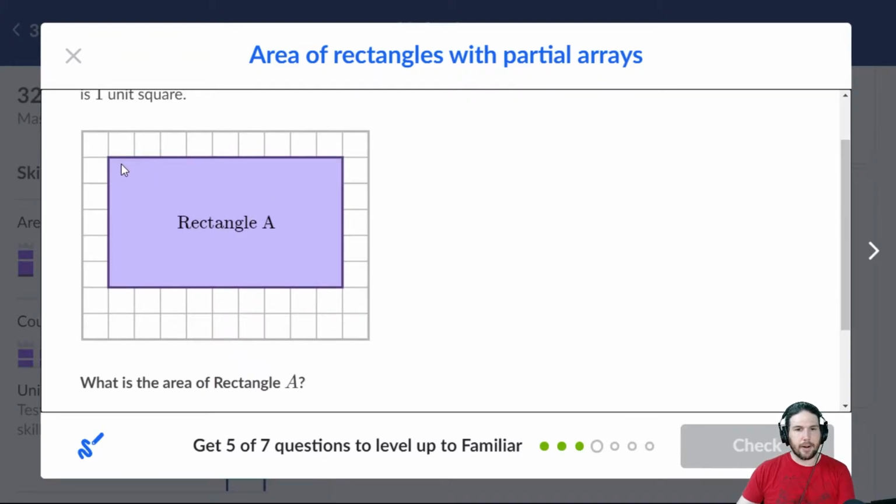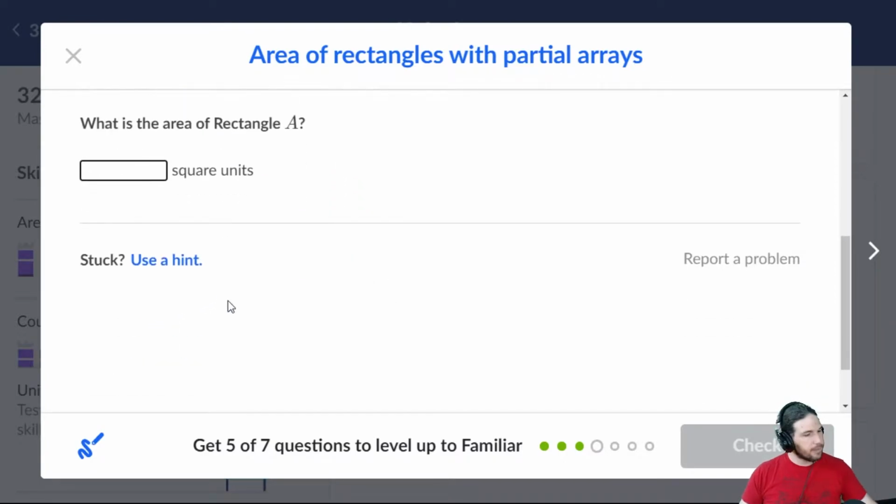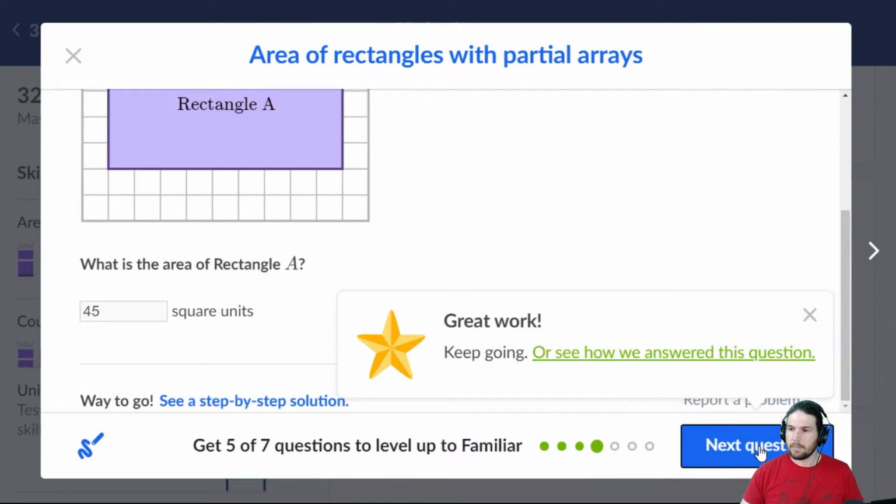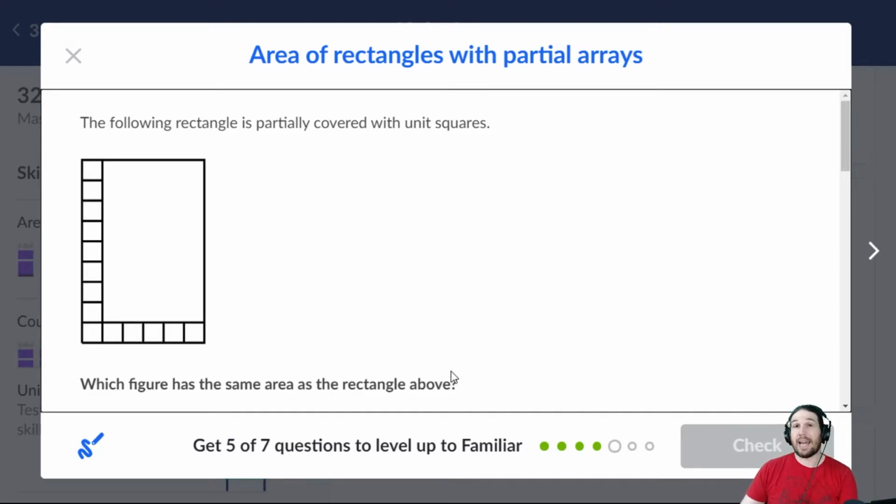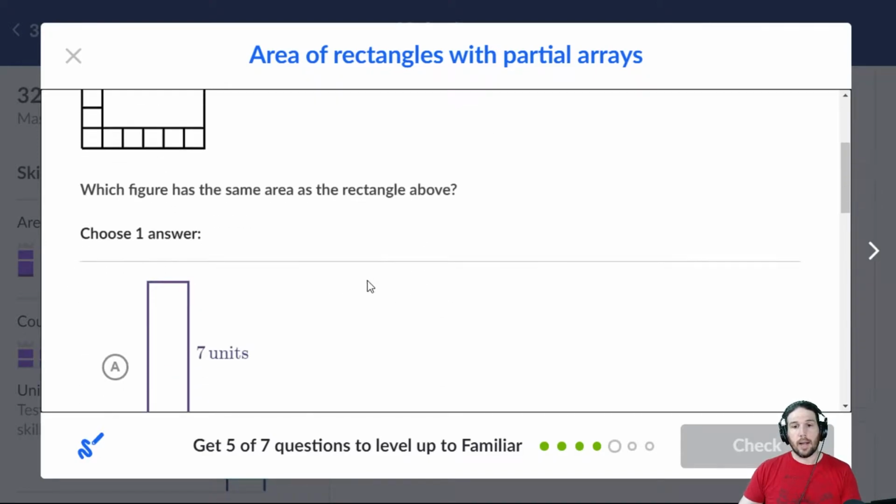This rectangle has an area of 1, 2, 3, 4, 5, 6, 7, 8, 9 rows, and each row has 9 columns, and each column has 1, 2, 3, 4, 5 squares in it. 9 times 5 is 45 square units. So now, again, we're not going to make the same mistake that I almost made last time. 1, 2, 3, 4, 5, 6, 7, 8, 9. 1, 2, 3, 4, 5, 6. So there are 9 rows with 6 in each row, and that's 54.